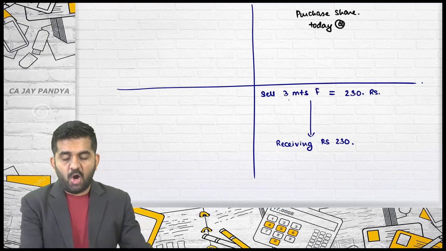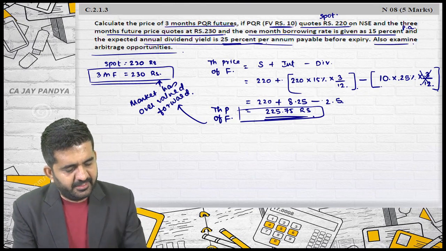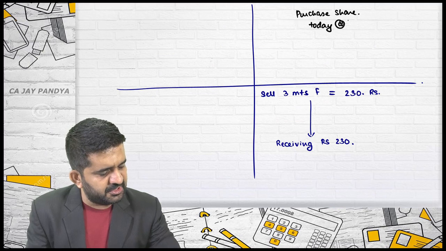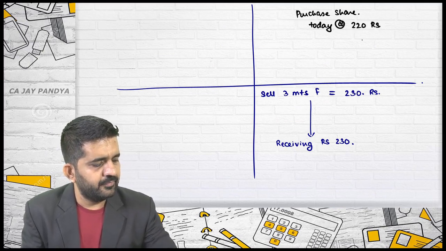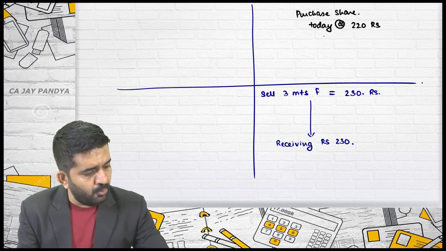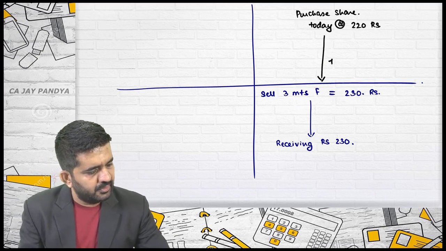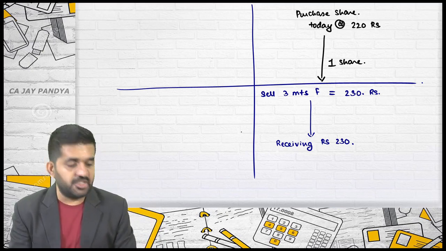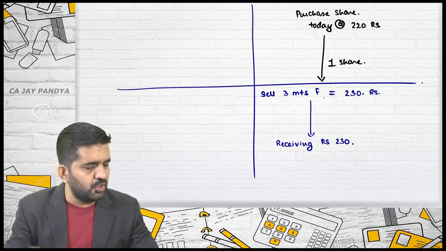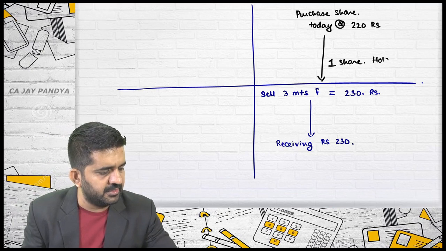At the rate of what? At the rate of 220. Then purchase the share today at the rate of 220 rupees. Now what you are holding is 1 share, which will be sold after 3 months. You will be holding this for 3 months.